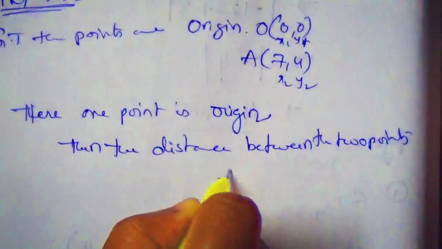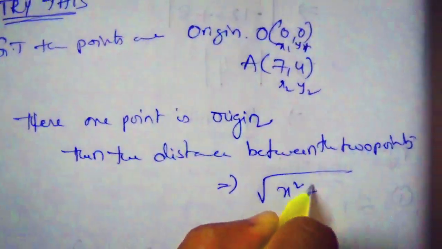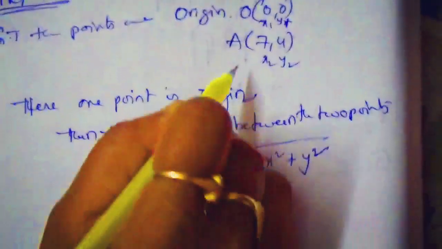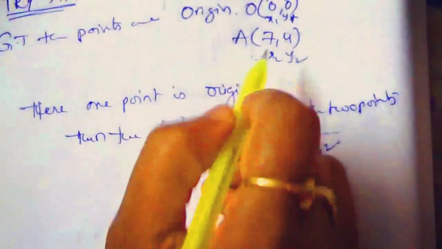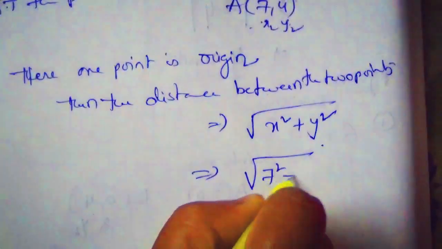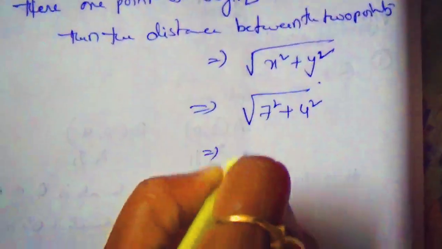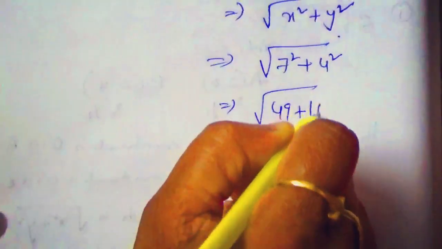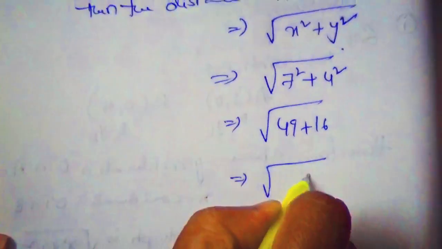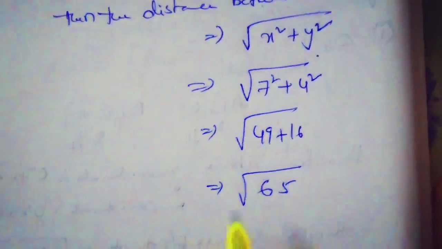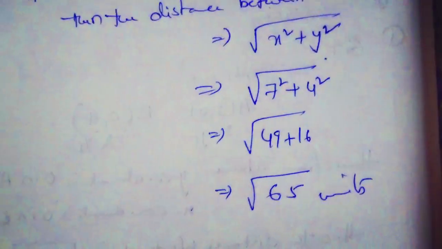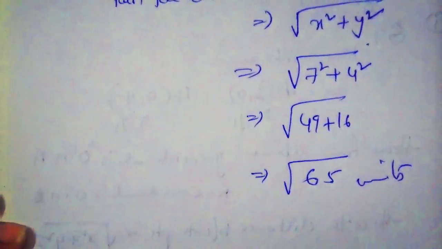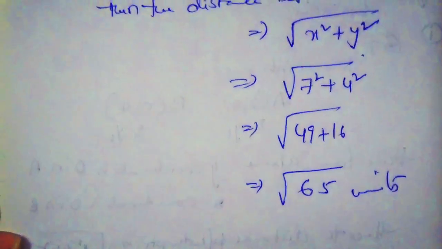is equal to the square root of x square plus y square. You just take this x and y as this one. That implies 7 square plus 4 square, that implies square root of 49 plus 16, that implies square root of 65 units. That's it. Okay, it is the solution for this sum.